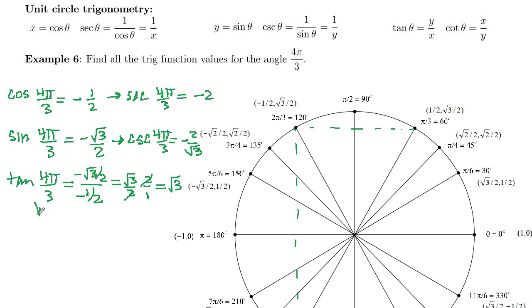And then cotangent of 4 pi over 3 is going to be the reciprocal here. So instead of root 3 over 1, it's going to be 1 over root 3, which again, we can rationalize the denominator, multiply top and bottom by root 3. And we get root 3 in the numerator. Root 3 times root 3 is root 9, which is 3 in the denominator. So we get root 3 over 3. So there are our trig function values for 4 pi over 3.